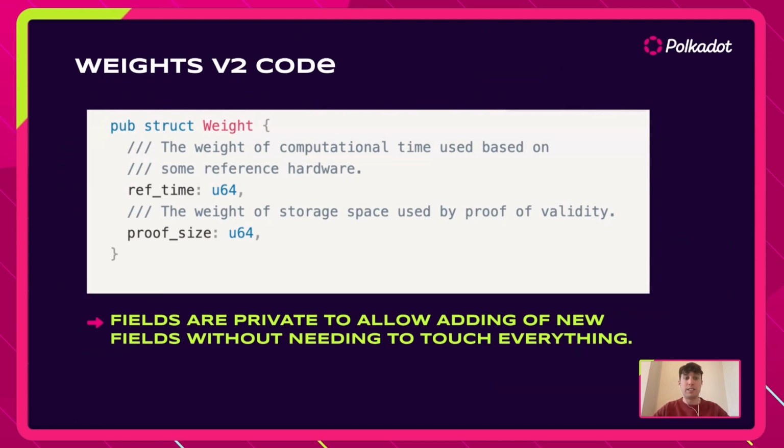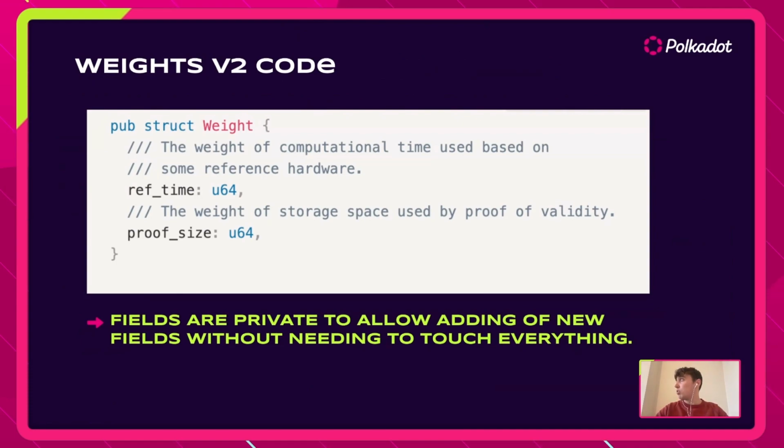So we have the reference time that we already had in v1, that is the computational time of the extrinsic, plus this proof size, that is the second dimension. So now we have these 2D weights. And this proof size is, as I said again, the storage space used by the proof of validity.